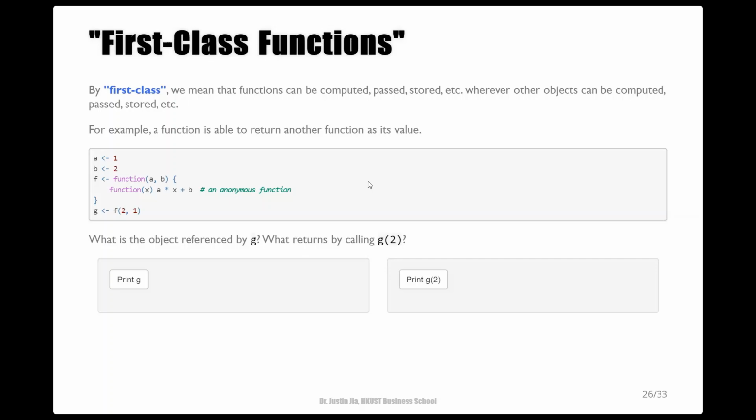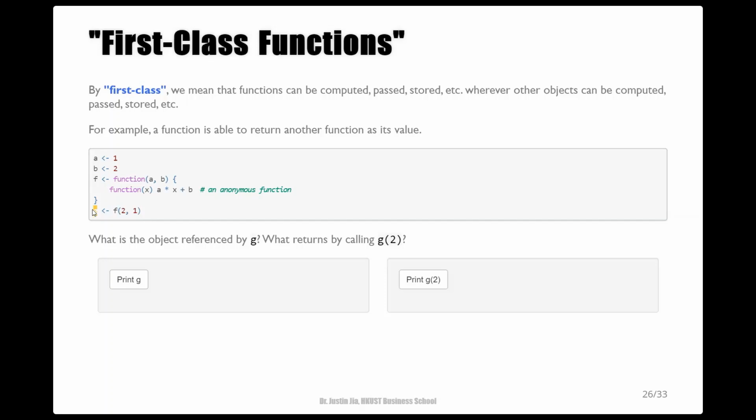For example, as it can return different data objects, an R function is also able to return another function as its return value. In this example, the last line of the body of function f is a function definition, which evaluates to a function object. So this anonymous function implicitly becomes the return value of a call to function f. Here we call function f with the arguments 2 and 1, and it returns a new function, which we assign a name, g.